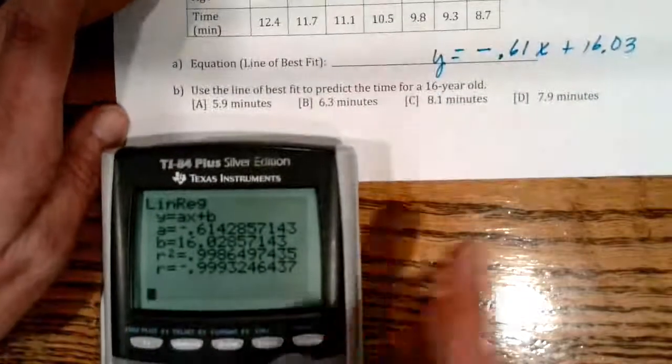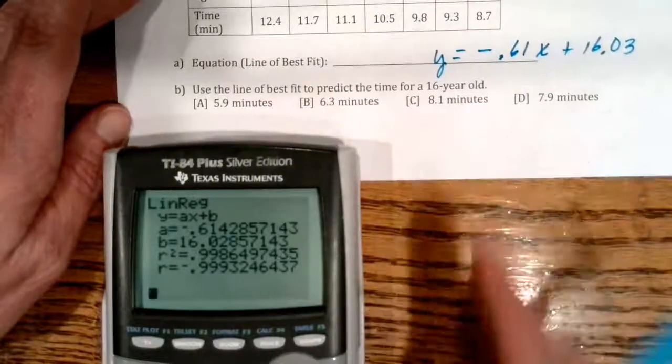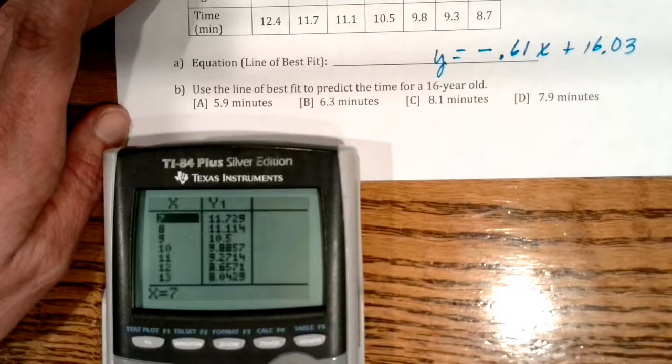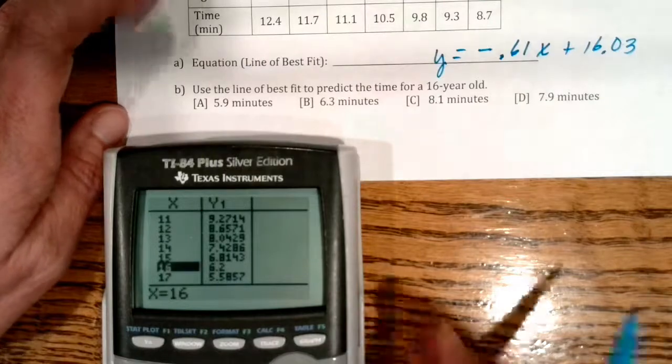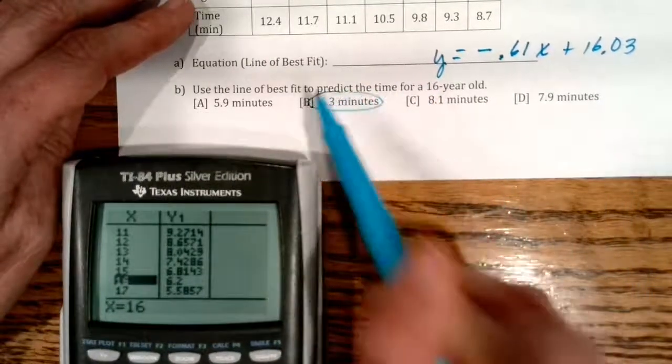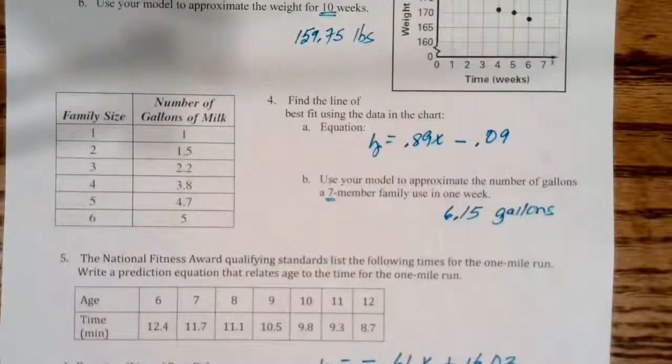Use the line of best fit to predict the time for a 16-year-old. So we'll go ahead and go to our table of values, and I'll go down to a 16-year-old. Looks like 6.2-ish. That's pretty close. So we'll go with that. All right, study, study. Memorize those calculator steps. Good luck.